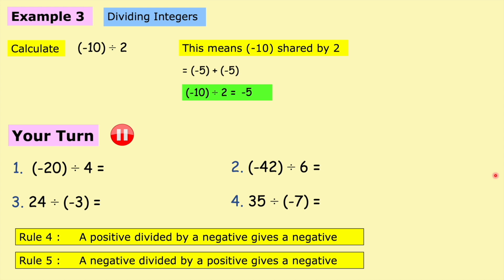Okay, so let's go through it. So negative 20 divided by 4. So we're sharing negative 20 between 4 to get negative 5. Negative 42 divided by 6, you should get negative 7. 24 divided by negative 3 to get negative 8. And then 35 divided by negative 7 to get negative 5. So well done if you got those.